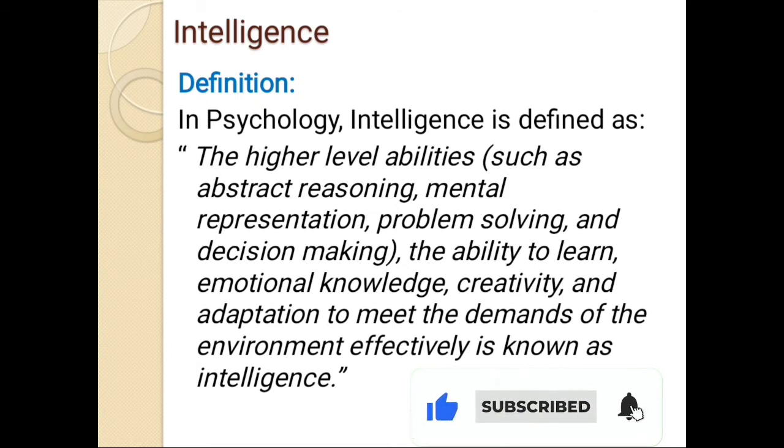The ability to learn, emotional knowledge, creativity, and adaptation to meet the demands of the environment effectively is known as intelligence. And the capacity to understand the world, think rationally, and use resources effectively when faced with challenges. And according to Robert Sternberg, he defines it as the mental abilities necessary for adaptation to, as well as shaping and selection of, any environmental context.